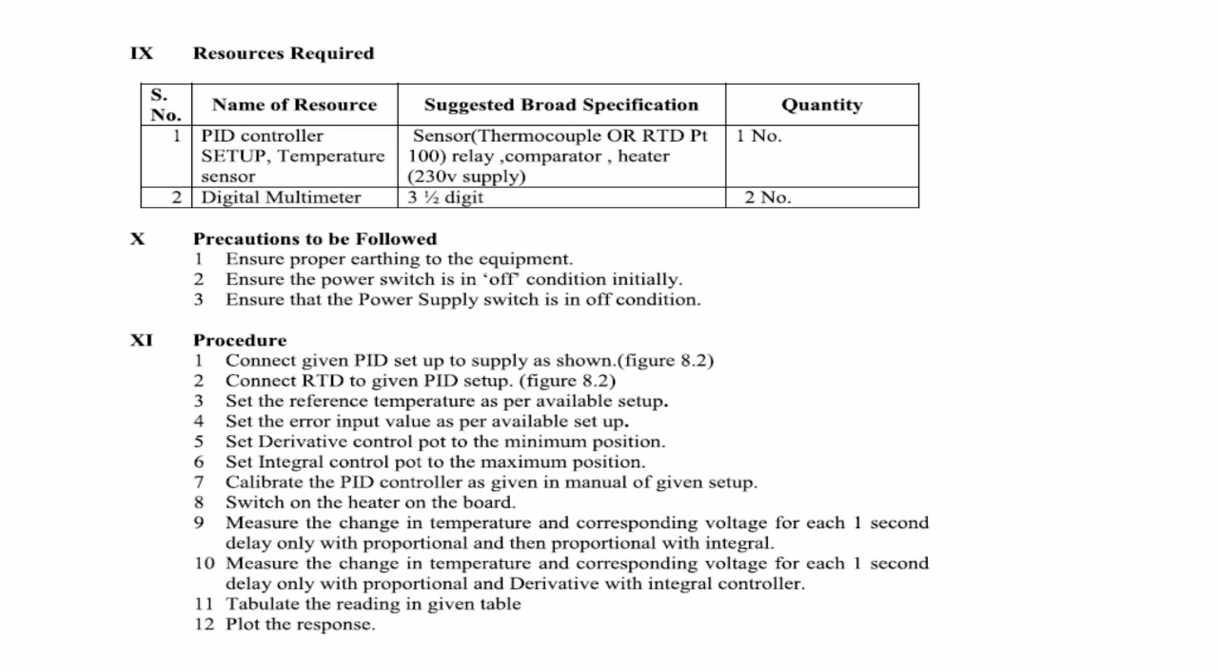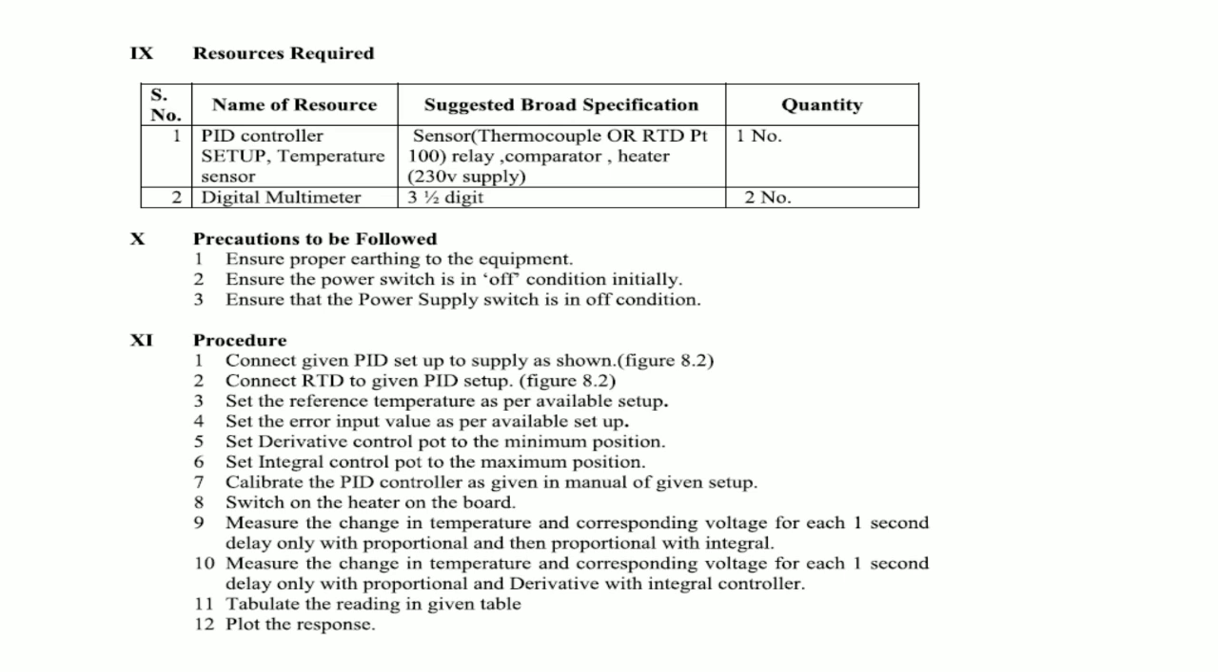Set the error input value as per the available setup. Set derivative control port to minimum position. Set integral control port to minimum position. Calibrate the PID controller as given in manual. So, given setup. Switch on the heater on the board.